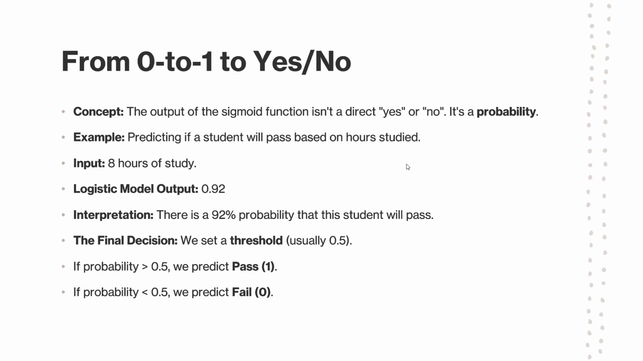As we spoke earlier, the sigmoid function isn't a yes or a no, it's a probability. For example, let's say a student wants to pass based off number of hours he studied. So the input, let's say, is 8 hours, and the logistic model gives 0.92, which means it's a 92% probability the student will pass. So usually we set thresholds for things like this. In general cases, the threshold lies at 0.5, because of which we can simplify it as greater than 0.5, it is 1 or pass, or lesser than 0.5, it is 0 or failure.